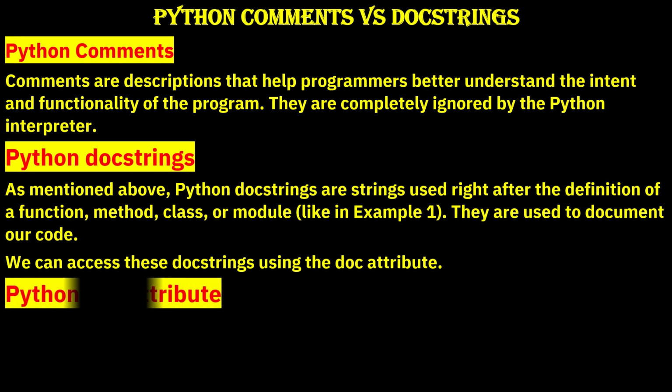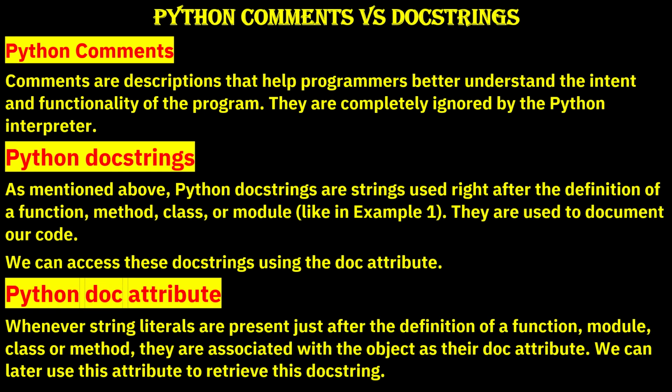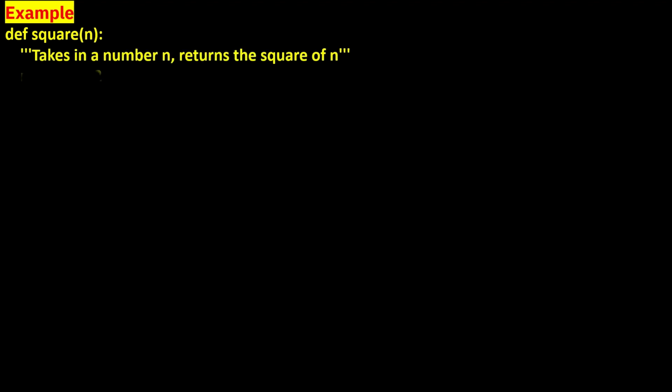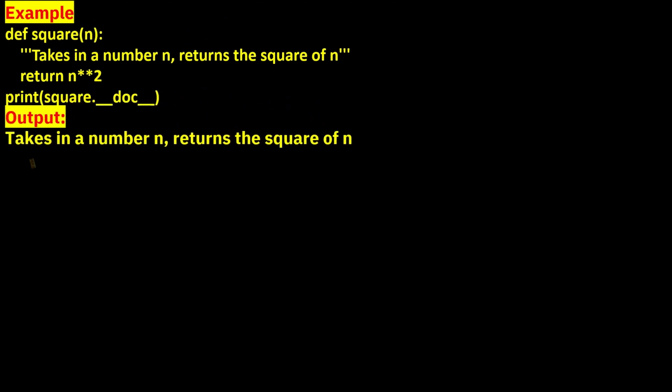Python __doc__ attribute. Whenever string literals are present just after the definition of a function, module, class or method, they are associated with the object as their __doc__ attribute. We can later use this attribute to retrieve this docstring. Example: def square(n): '''Takes in a number n, returns the square of n.''' return n ** 2. print(square.__doc__). Output: Takes in a number n, returns the square of n.